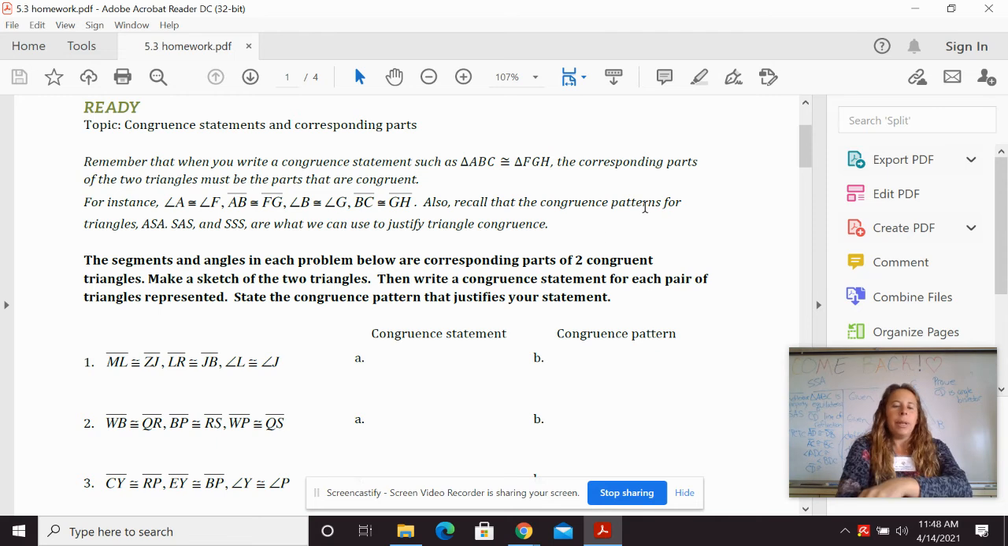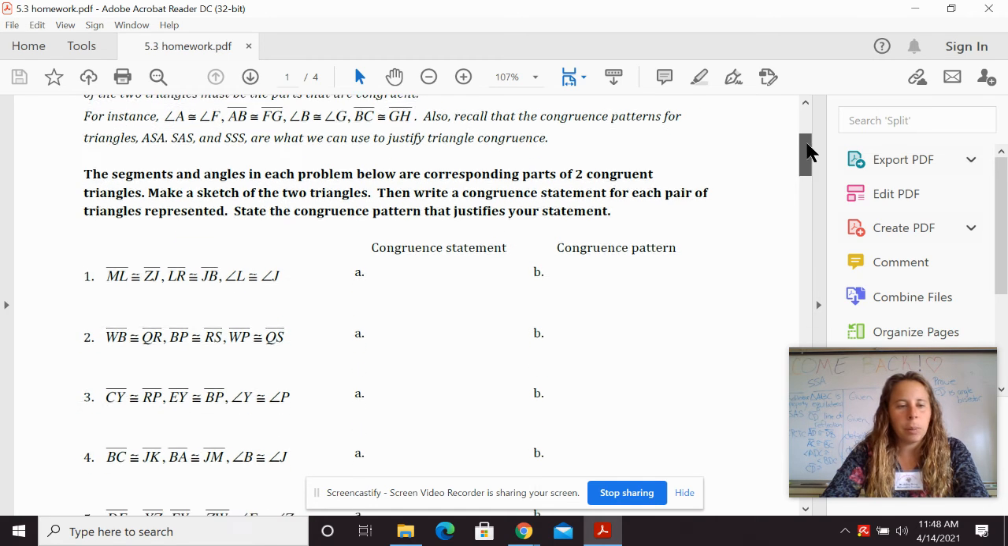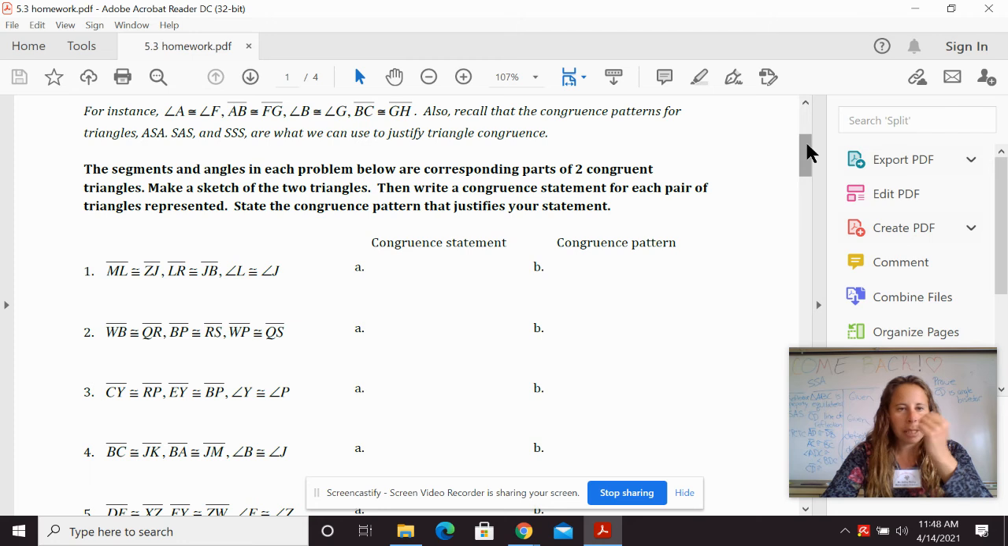So the segments and angles in each problem below are corresponding parts of two triangles. Make a sketch of the two triangles. They didn't really give you room to sketch. Then write a congruent statement for each pair of triangles represented. State the congruence pattern that justifies your statement. I'm going to go ahead and just do number one. I think it'll make sense as soon as you see me do one.